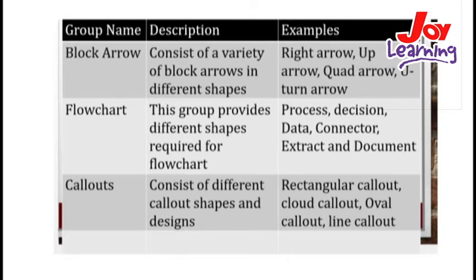They are all a variety of shapes that are located in the shapes drop-down menu. And it consists of callouts. Sorry, it provides different shapes required for flowcharts. And we have the process, then the decision, the data connector, extract, and document. All those are shapes that are also in the flowcharts.